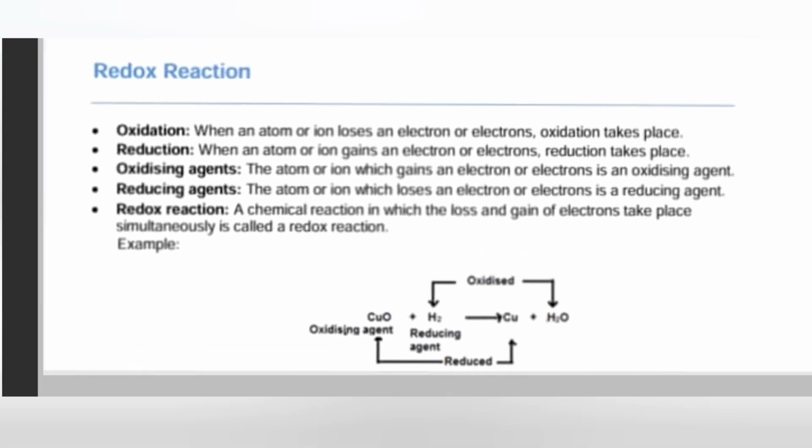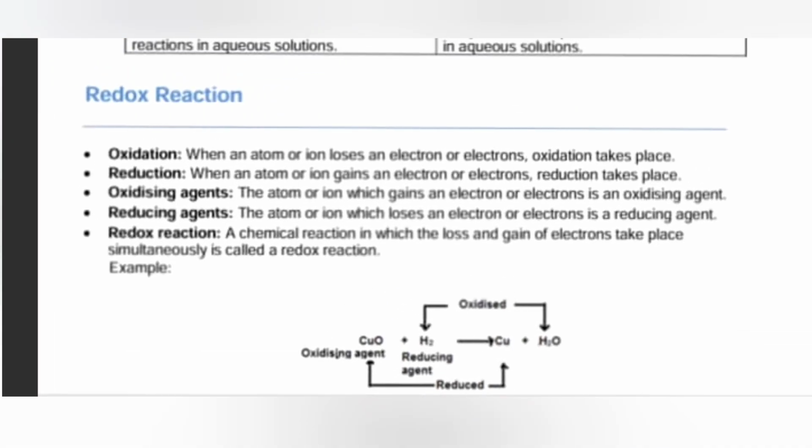The last topic is redox reaction. Oxidation: when an atom or ion loses an electron or electrons, oxidation takes place. Reduction: when an atom or ion gains an electron or electrons, reduction takes place. An oxidizing agent is the atom or ion which gains an electron or electrons. A reducing agent is the atom or ion which loses an electron or electrons. A redox reaction is a chemical reaction in which the loss and the gain of electrons take place simultaneously.